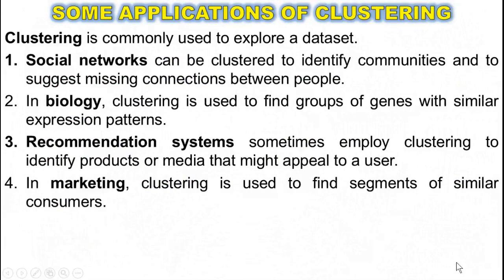Some applications of clustering. Clustering is commonly used to explore a data set. Social networks can be clustered to identify communities and to suggest missing connections between people. In biology, clustering is used to find groups of genes with similar expression patterns. Recommendation systems sometimes employ clustering to identify products or media that might appeal to a user. In marketing, clustering is used to find segments of similar consumers.